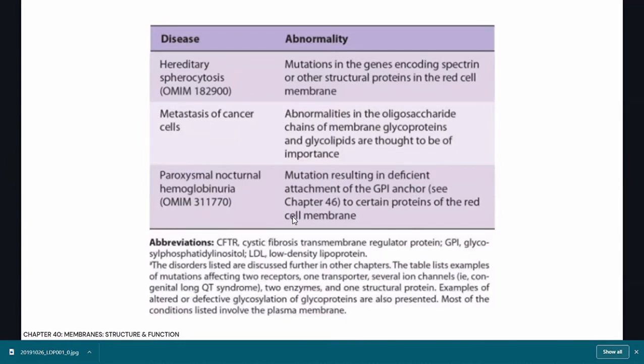Oh, continuation. No? So, hereditary spherocytosis. This is your RBC, which is involved. Metastasis of cancer cells.